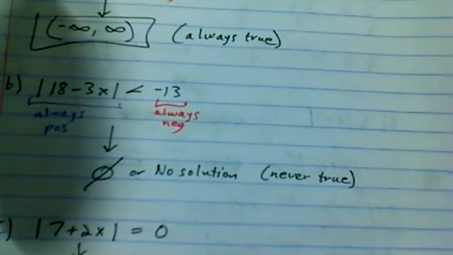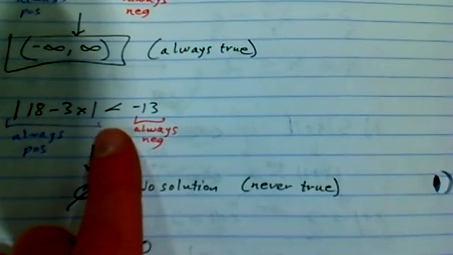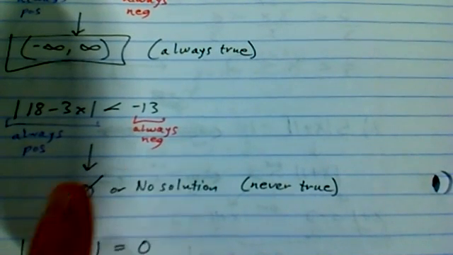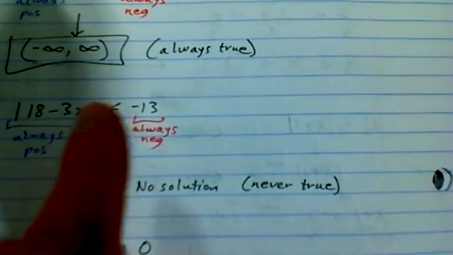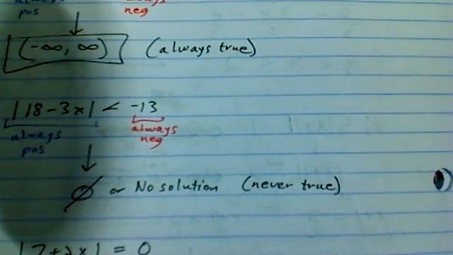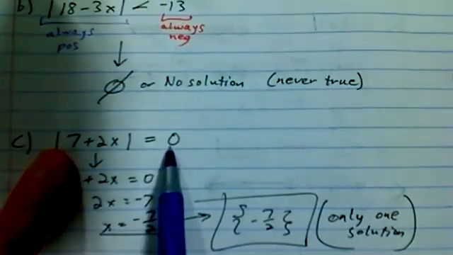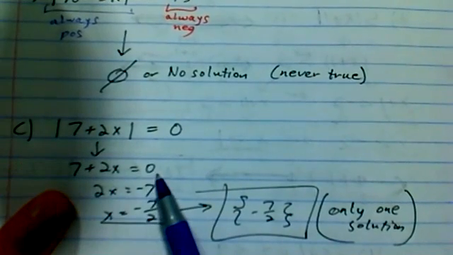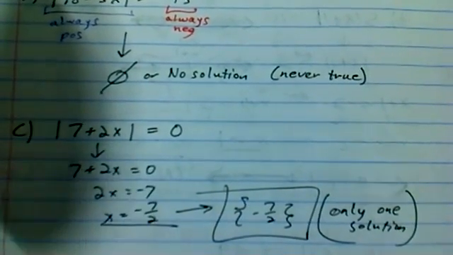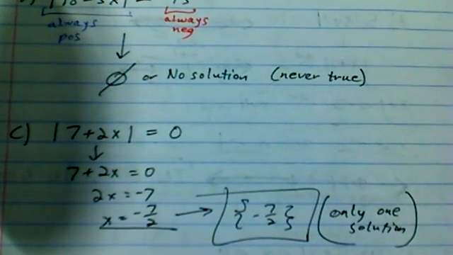The next case, what if I have a similar situation and it's always positive, but it's less than something that's always negative? Well, then nothing works. There's no solution. This will never be true. Something that's always positive cannot be less than something that's always negative. Okay? And what about here? The absolute value of 7 plus 2x is equal to 0. Well, you don't have to split into two terms, because then it's just 7 plus 2x has to equal 0. That's the only thing 7 plus 2x can be equal to. So in that case, you might only get one solution.